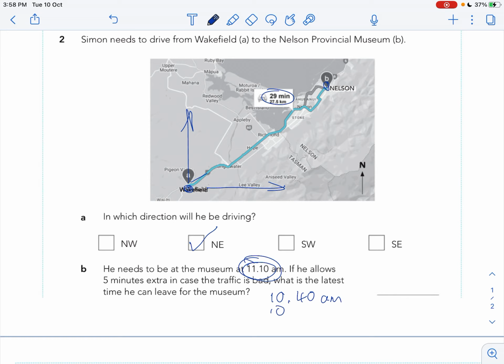is 10:40, but it doesn't take 30, so it's going to be 10:41 a.m. Okay, which is the 29. But he has to allow for an extra 5 minutes, so he's going to have to leave 5 minutes earlier. And if we take 5 off 41, we end up with 10:36 a.m. So the answer is 10:36 a.m.